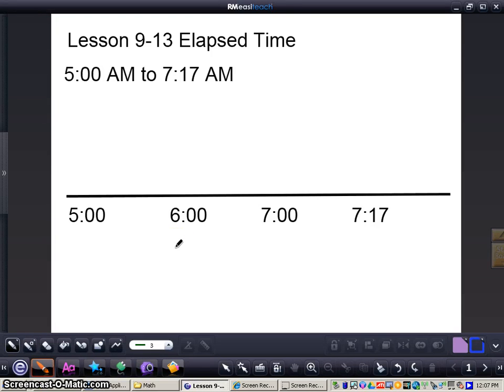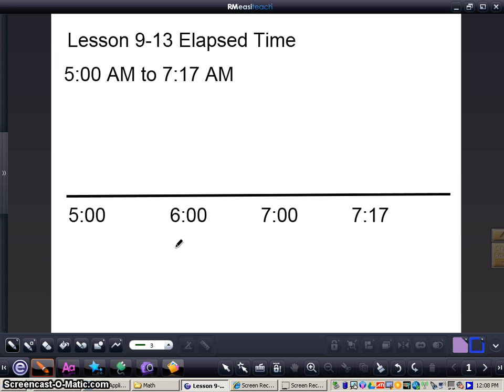This video is designed to go over the concept of elapsed time. So what we're going to be doing is looking at different time segments, and then we're going to see how much time elapsed between, for example, even the first problem here, 5 a.m. to 7:17 a.m. And what I like to do is set up a number line or kind of like a timeline that I have right there in front of you, and this is the best way to do it.